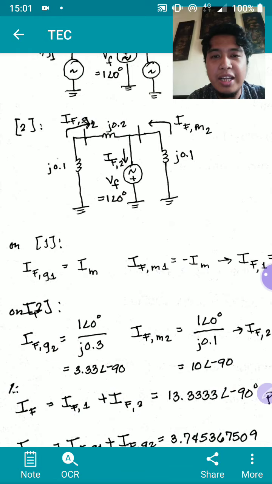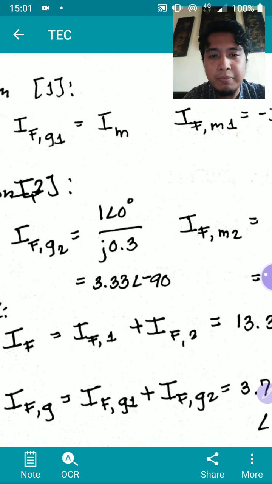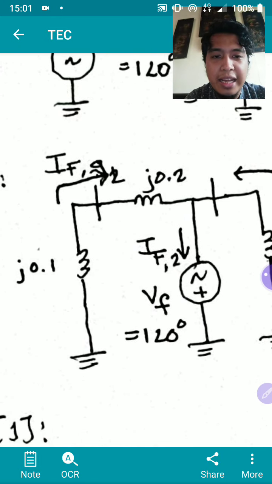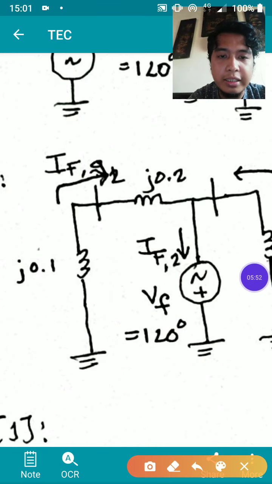Now, if you look at superposition 2, you actually have KVL here.